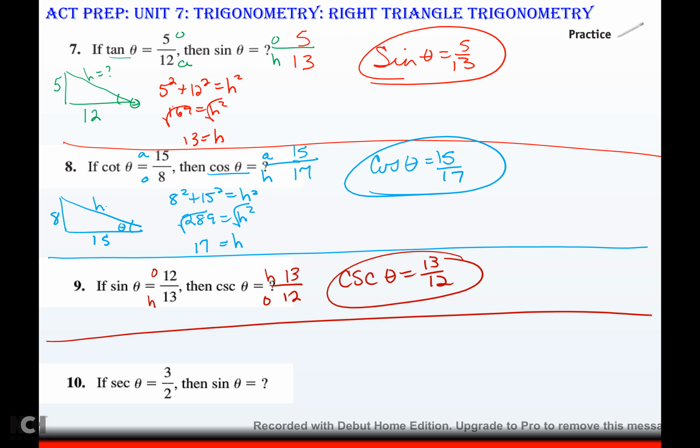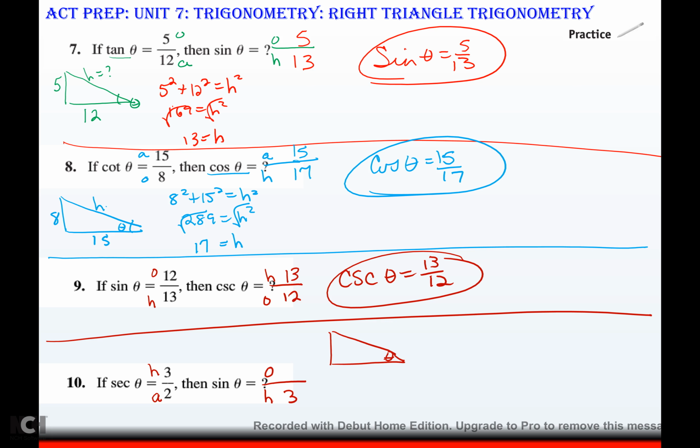Okay? 10, if secant theta is 3/2, then sine theta is 1. Secant is reciprocal to cosine. Cosine is adjacent over hypotenuse, so secant is hypotenuse over adjacent. Sine is opposite over hypotenuse. Well, I know the hypotenuse, but I need opposite, so I'm going to draw me a triangle.